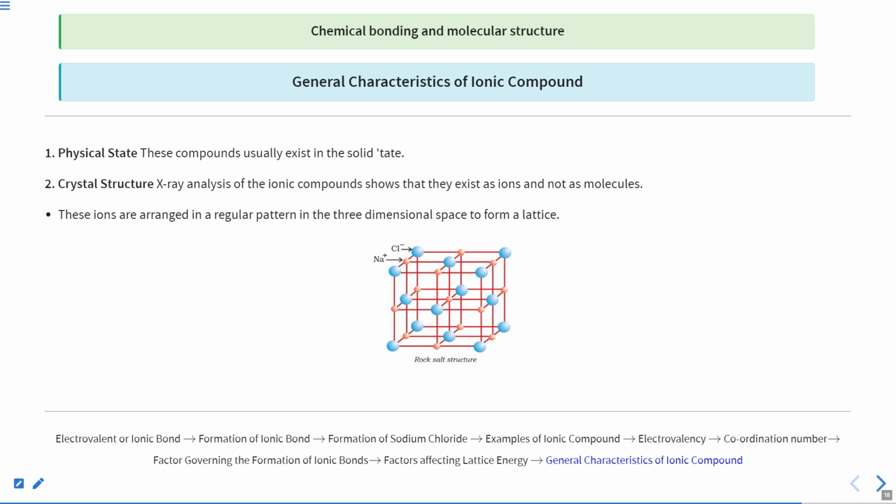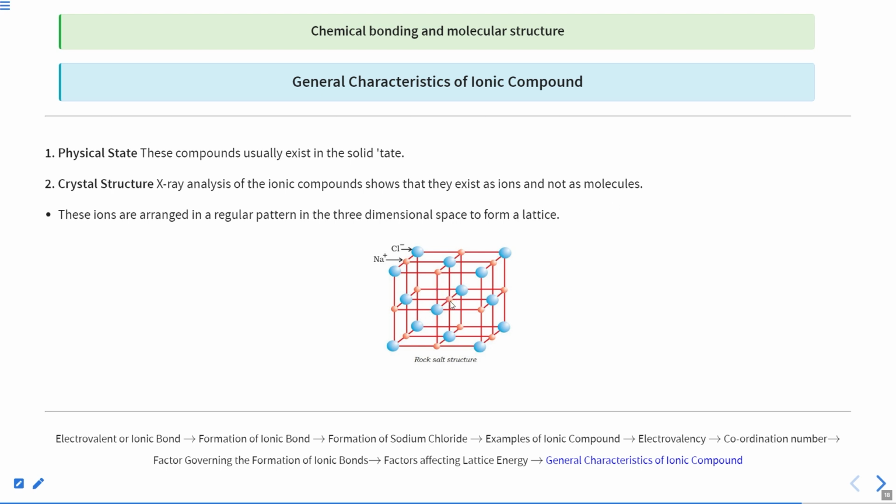So I was talking about lattice. This is the lattice I was talking about. If I talk about the general characteristics of solids, they exist in this form, rock salt. Suppose I am talking about NaCl. This is the rock salt form. If you see here, suppose I am taking this chloride.